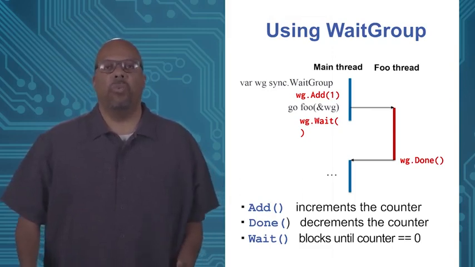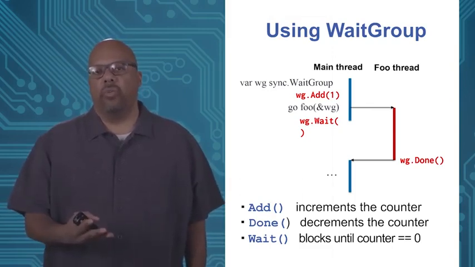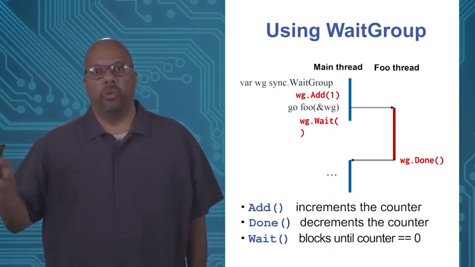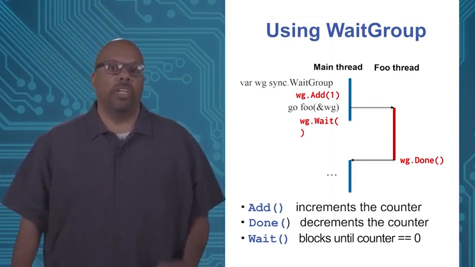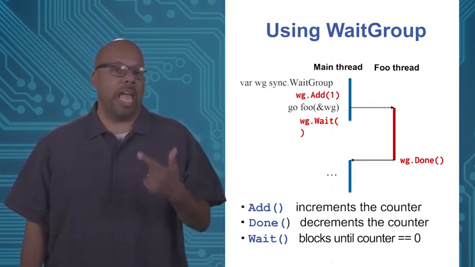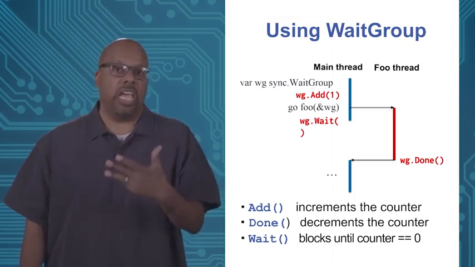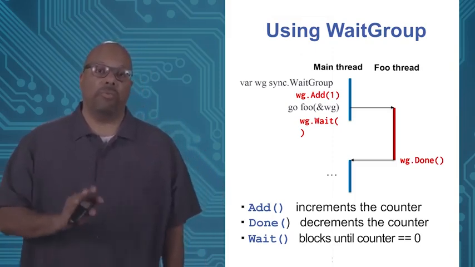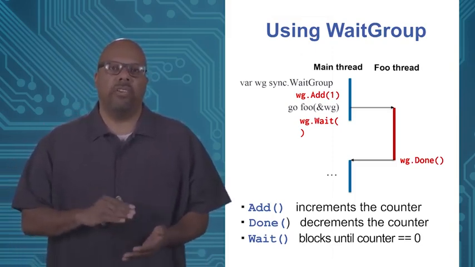So this is an example of how wait groups are used. In this case, we're only waiting on one thread, this foo thread, one Go routine. But we could wait on any number if we wanted to, just by adding. If we wanted to wait on 10, we'd add 10, right? Now, remember, as a programmer, you have to make sure to use these methods correctly.